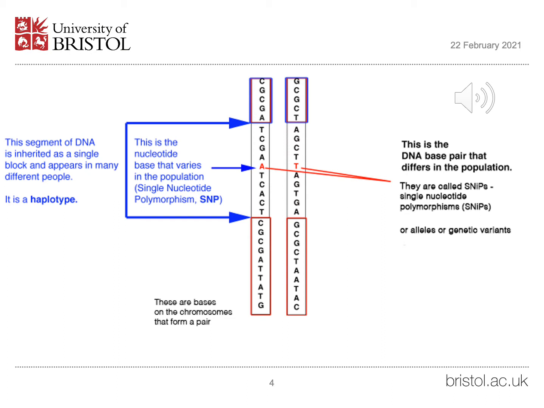This diagram shows the two chromosomes that make a pair, with one strand of bases shown for each chromosome. You can see that most of the bases are the same. For the base that is highlighted in red, the bases AT are different to other bases in that position in the population. This is an example of a single nucleotide polymorphism, or a SNP. SNPs are also called alleles, or genetic variants.